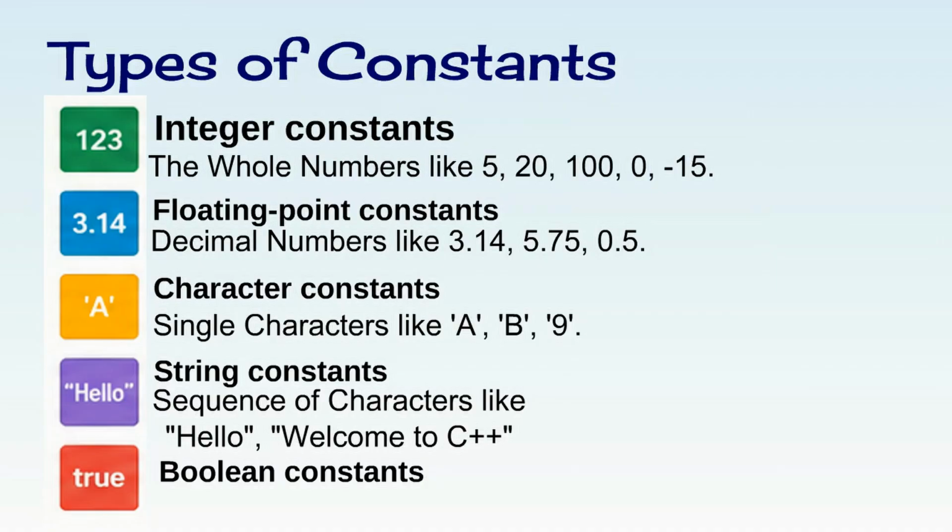Boolean constants. Boolean constants have only two possible values. They are true and false. They are commonly used when making decisions in programs. We'll use them frequently when we learn if statements.